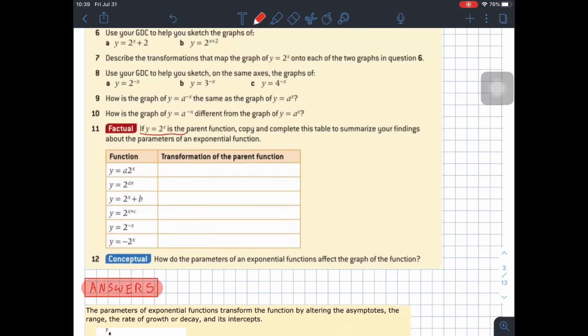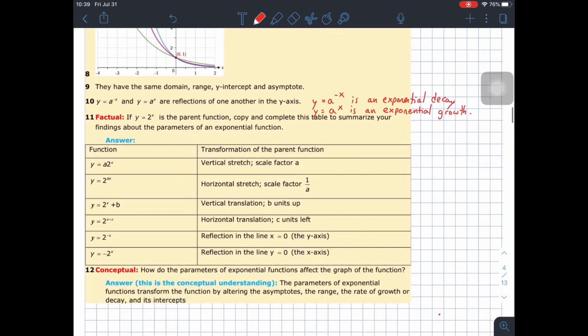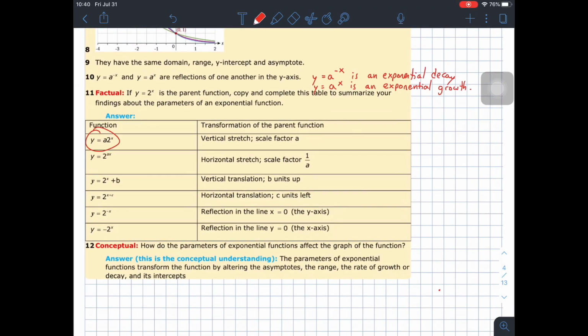Finally, part 11. If y equals 2 to the power of x is the parent function, copy and complete this table to summarize your findings about the parameters of an exponential function. So here's a summary of what we just saw. If the parent function is 2 to the power of x, then y equals a times 2 to the power of x is a vertical stretch with a scale factor a. Y equals 2 to the power of a times x is a horizontal stretch with a scale factor of 1 over a. Y equals 2 to the power of x plus b is a vertical translation, b units up. Y equals 2 to the power of x plus c is a horizontal translation, c units left.